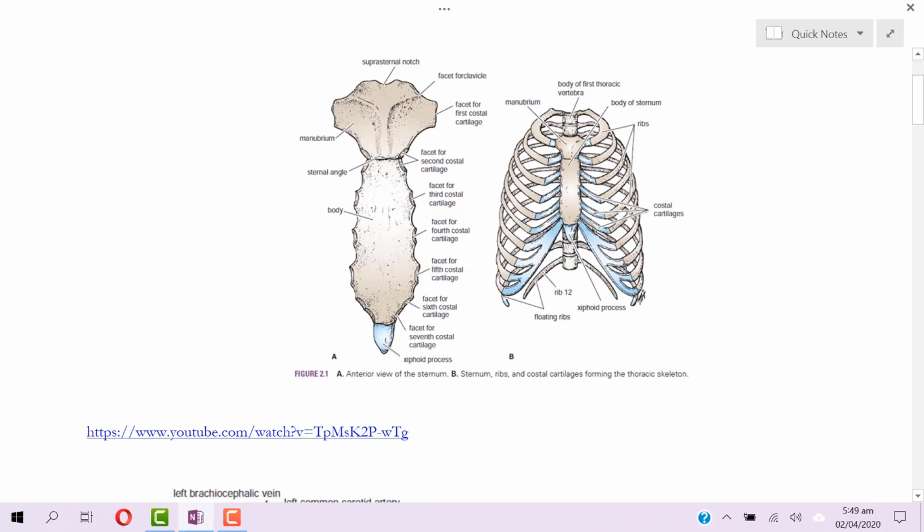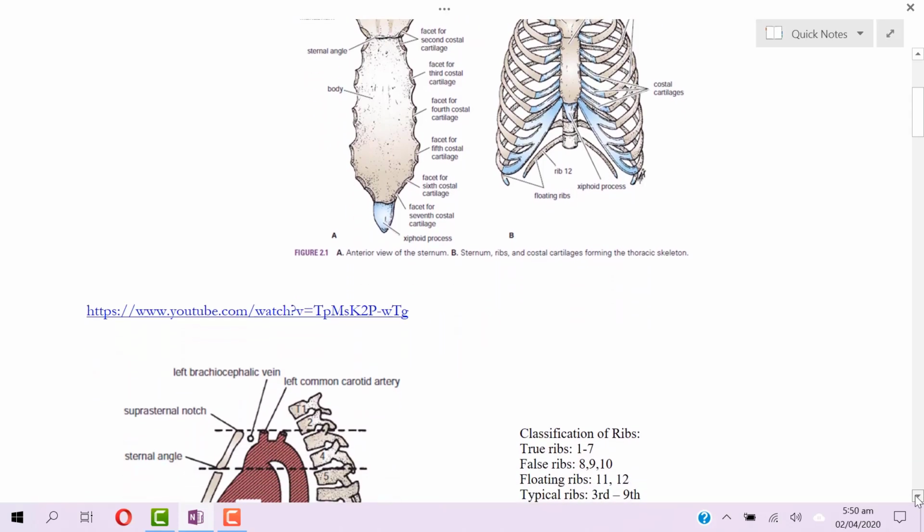Then the 8th rib, 9th rib, and the 10th rib, they are false ribs. They are also called vertebrochondral ribs because they are attached posteriorly to the vertebra and anteriorly to their costal cartilages. Then the third one is called floating ribs because they are attached only with the vertebra, so they are called vertebral ribs only. So vertebrosternal, vertebrochondral, and vertebral ribs only, which are called floating ribs.